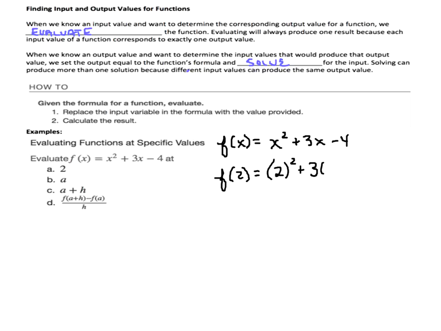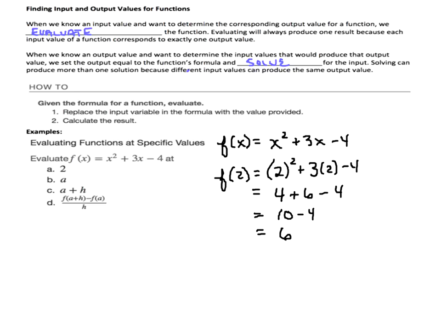So we have 2 squared plus 3 times 2 minus 4. 4 plus 6. Okay, I've got two different answers in the chat window. Interesting. 4 and 6 is 10 minus 4.